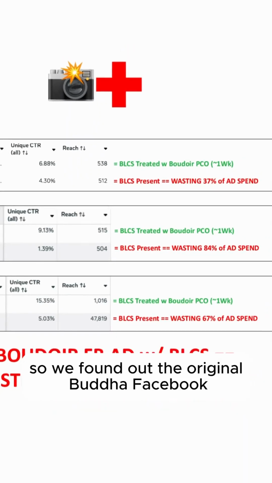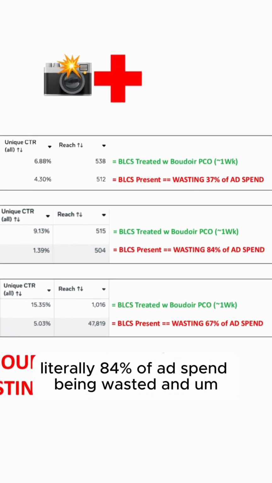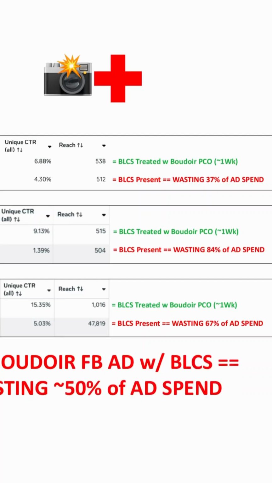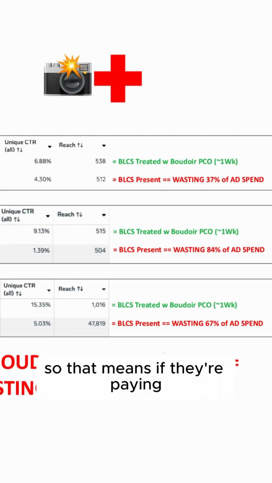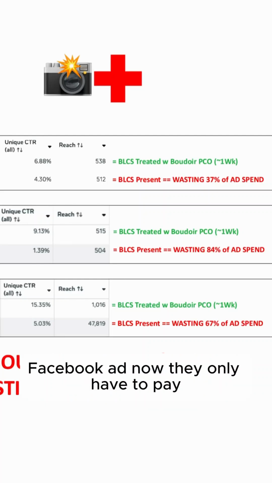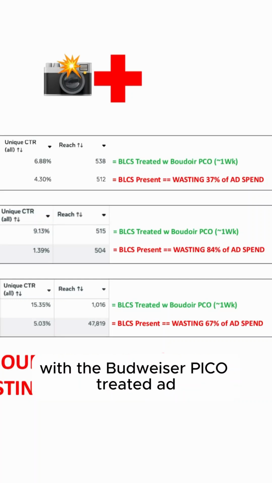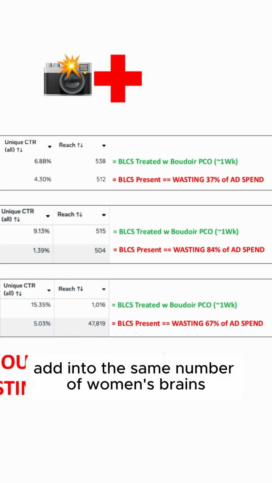So we found out the original Boudoir Facebook ad was actually wasting 84% of ad spend, literally 84% of ad spend being wasted. And so that means if they're paying 10 grand a month on the original Boudoir Facebook ad, now they only have to pay 1.6 grand a month with the Boudoir Pico treated ad to get their ad into the same number of women's brains.